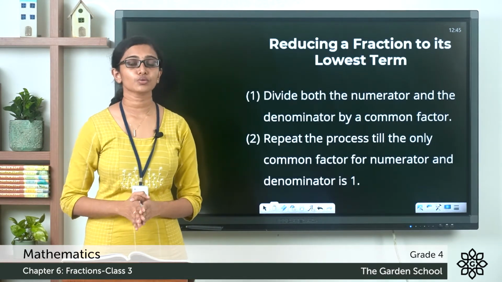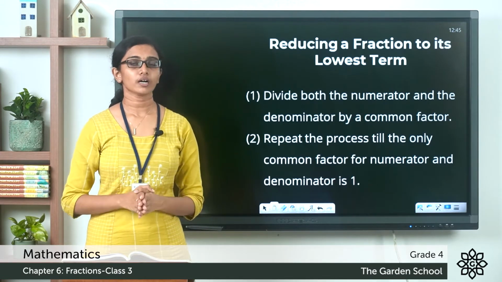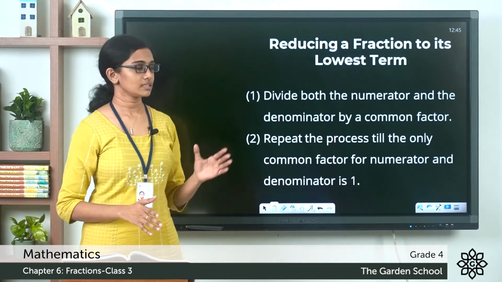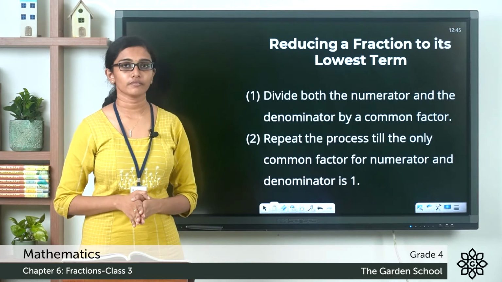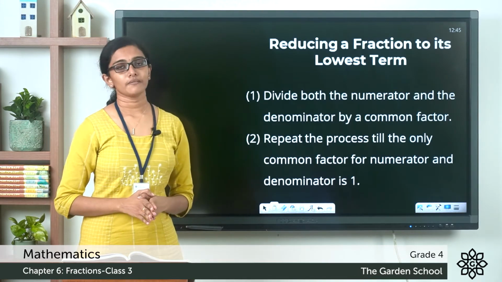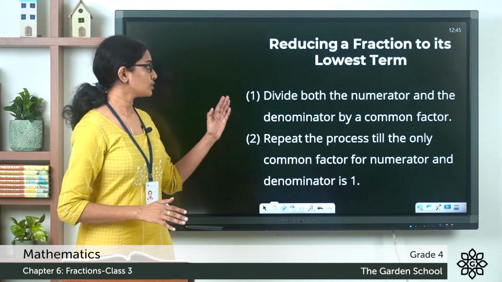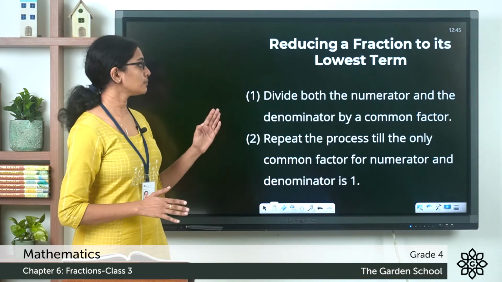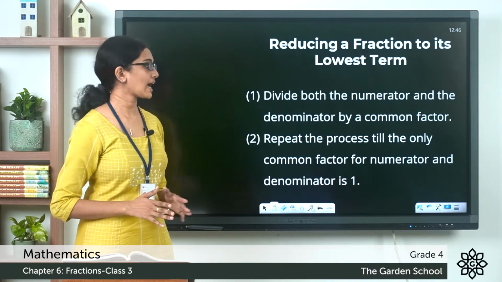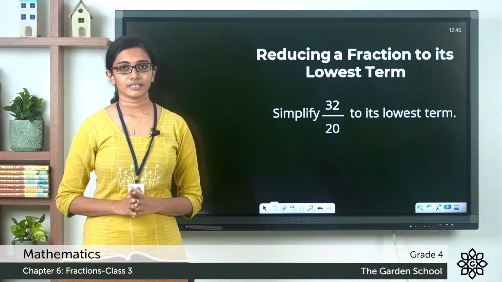Now, what are the steps to reduce a given fraction to its lowest term? First, you have to find out a common factor for the numerator and the denominator. Then divide the numerator and the denominator by this common factor. You have to repeat this process until the only common factor for the numerator and the denominator is 1. So you divide both the numerator and the denominator by a common factor. Repeat the process till the only common factor for numerator and denominator is 1. Clear? Now let's see one question.